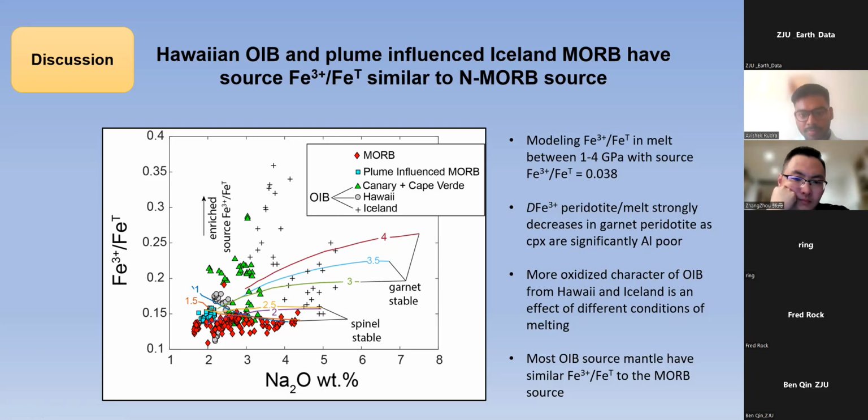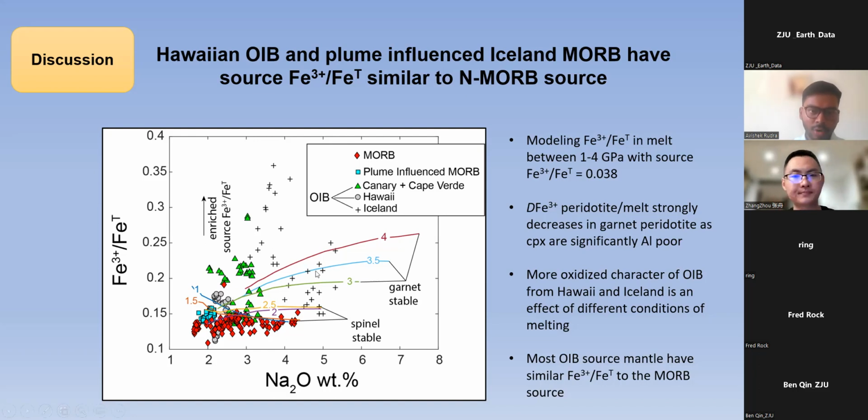Both the CPX and the OPX become aluminum poor, and therefore their capacity of holding ferric iron diminishes. So if you melt the peridotite in the presence of garnet, you actually lose more ferric iron. The system becomes more incompatible in ferric iron. So the melts become highly enriched in ferric iron. It doesn't mean that the system has more ferric iron or the system is more oxidized inherently. It just means that the system has garnet present, which causes the ferric iron to become more incompatible, and therefore when you melt it, the melt has more ferric iron.